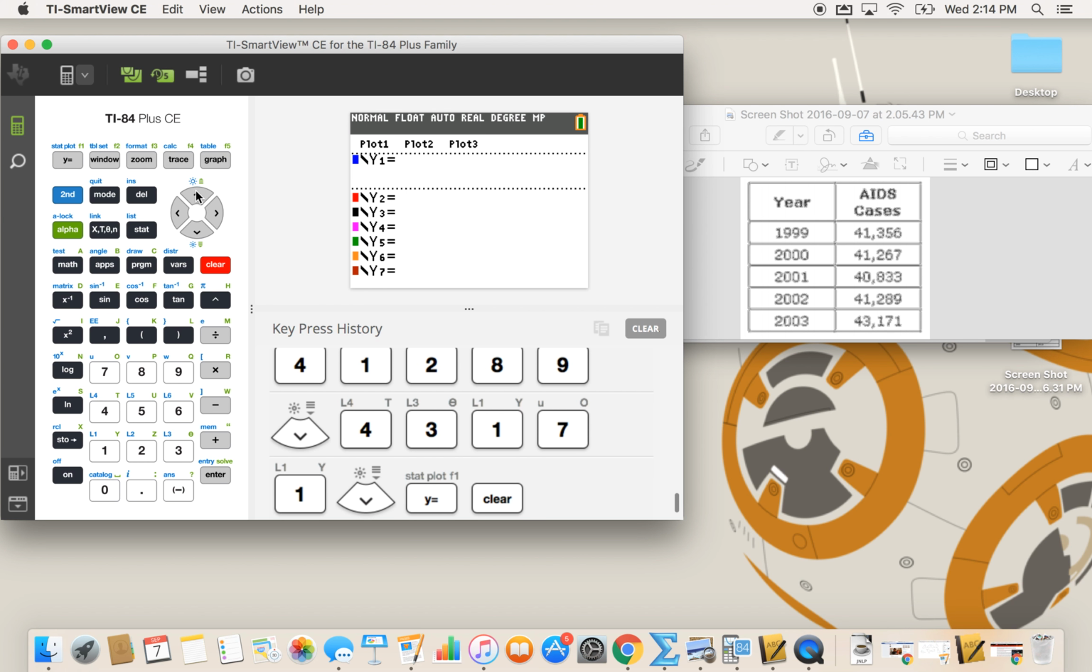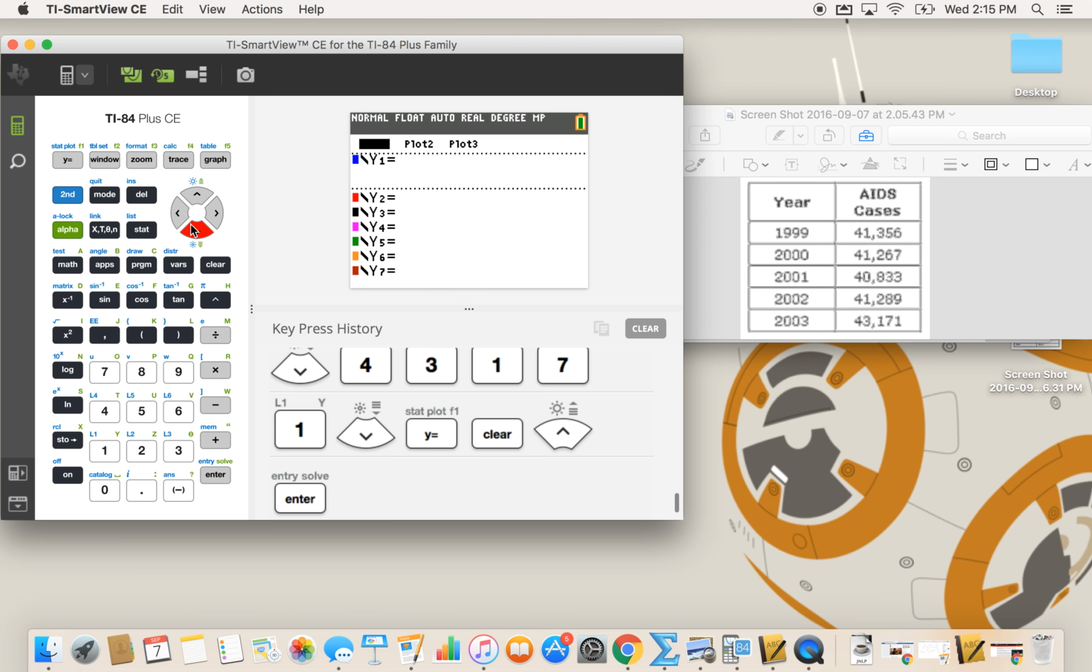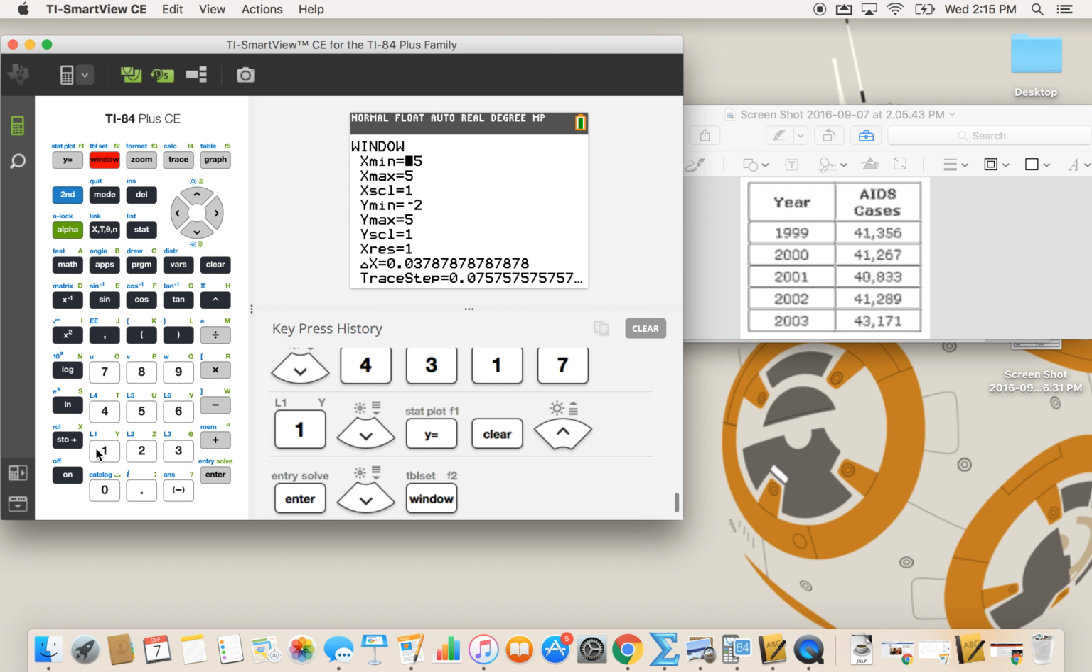And the way that you do that is you go up here. I'm just going to clear this out because it's old. Turn on plot 1, so just highlight it and press enter. Okay, now if I graph, those points are going to show up, but of course you have to think about what the x values were here. The x values were 1999, 2000, 2001. The y values are 41,000. So I need to change my window, so I'm actually going to be able to see that.